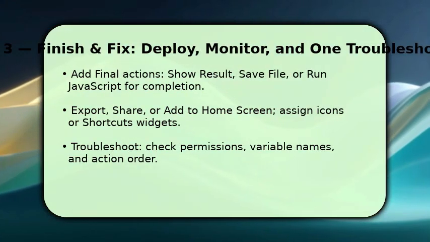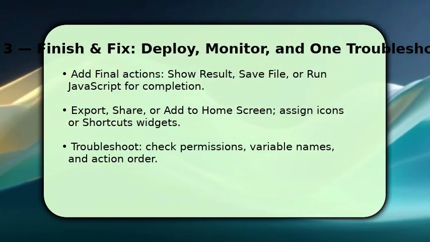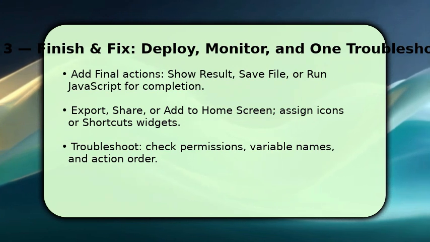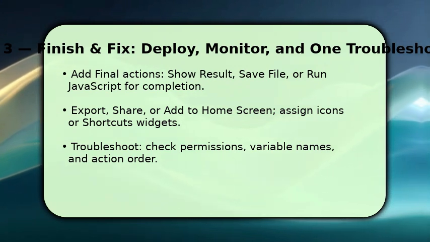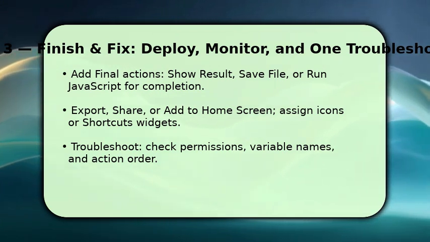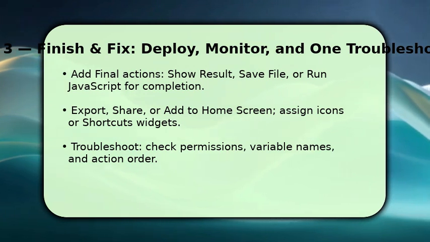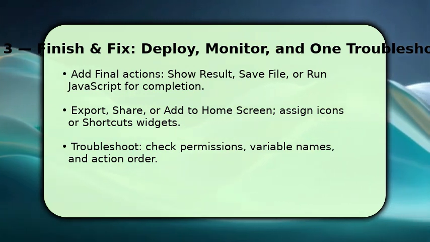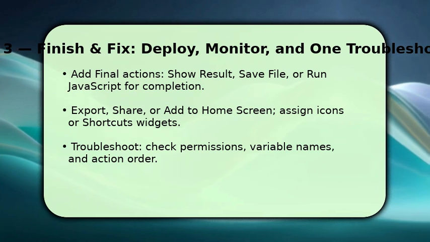Finish by adding final actions that deliver output. Show result, save file, or run JavaScript for web tasks. Once done, configure accessibility. Add to home screen, place in a widget, or export and share the shortcut file. Make sure to set icons and labels so you recognize the shortcut quickly.